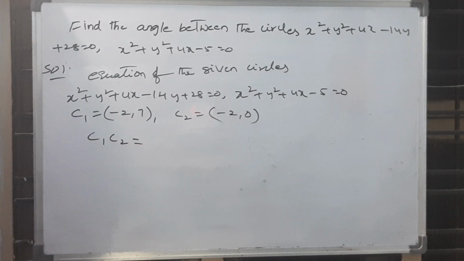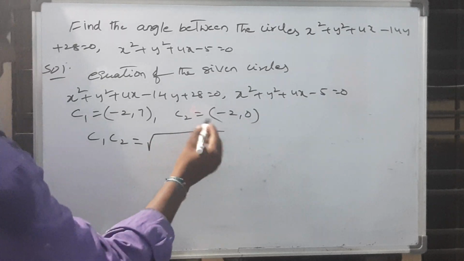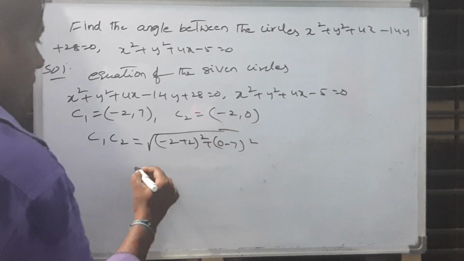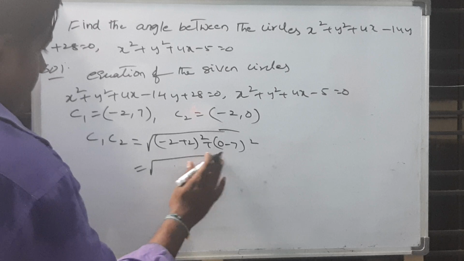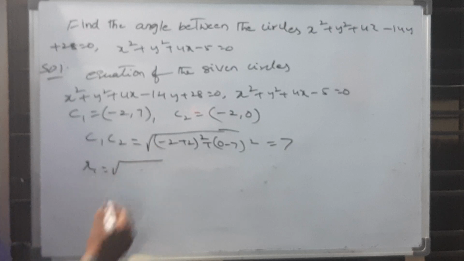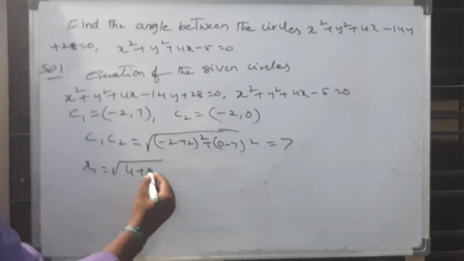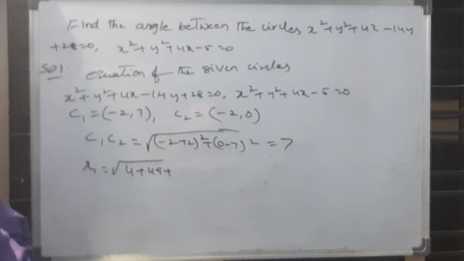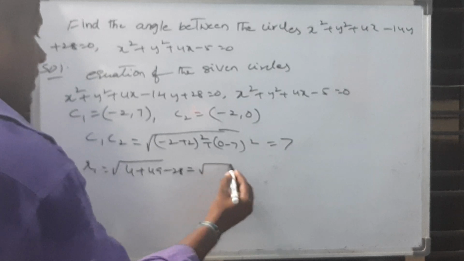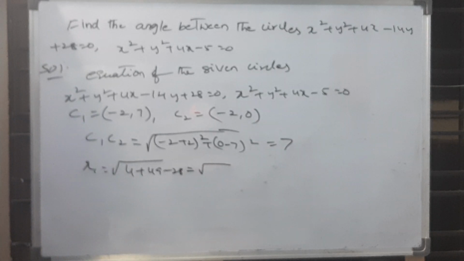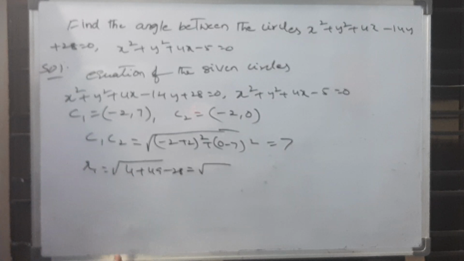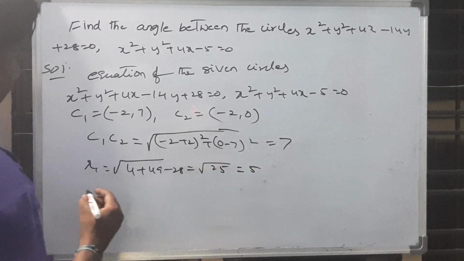C1 C2 is square root of minus 2 plus 2 whole square plus 0 minus 7 whole square, equal to square root of 0 plus 7 square, which is 7. C1 C2 is 7. So what is R1? R1 is equal to square root of 4 plus 49 minus 28, that is square root of 53 minus 28, which is square root of 25, equal to 5.